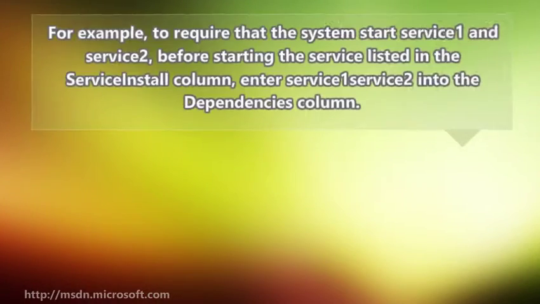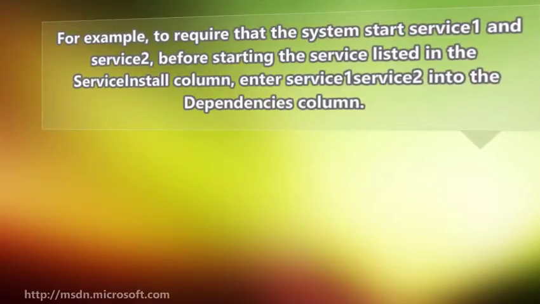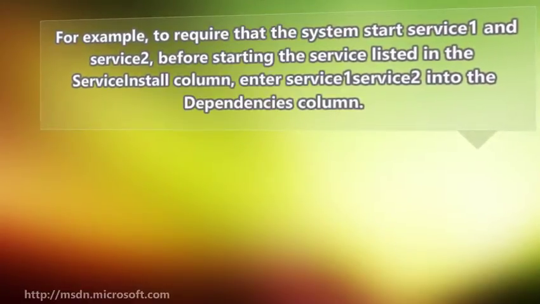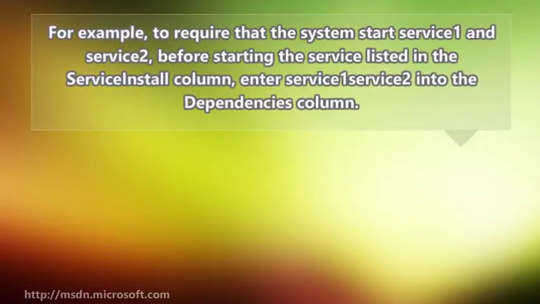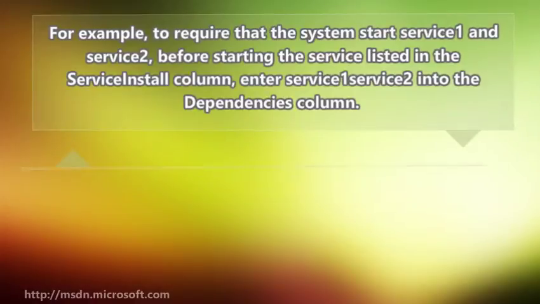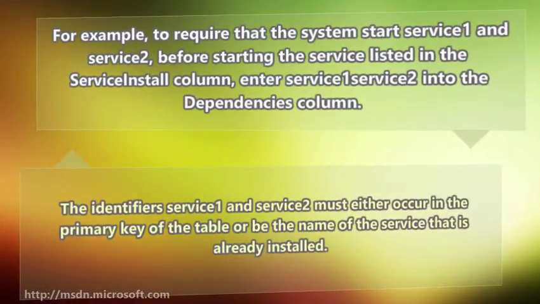For example, to require that the system start Service1 and Service2 before starting the service listed in the ServiceInstall column, enter Service1[~]Service2[~] into the Dependencies column. The identifiers Service1 and Service2 must either occur in the primary key of the table or be the name of a service that is already installed.